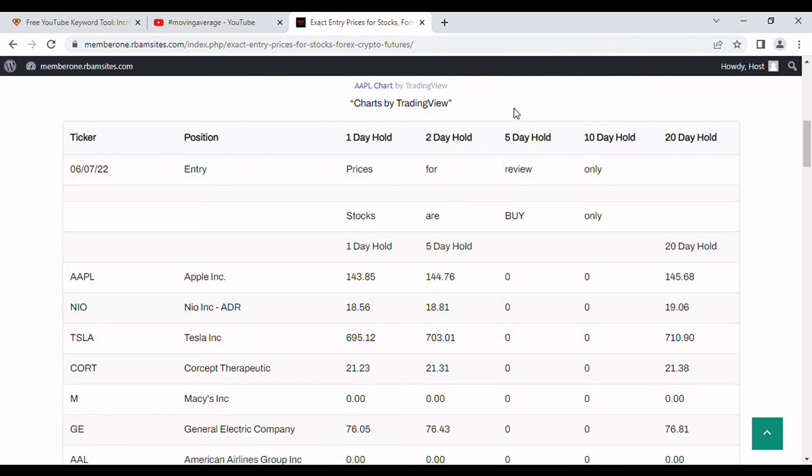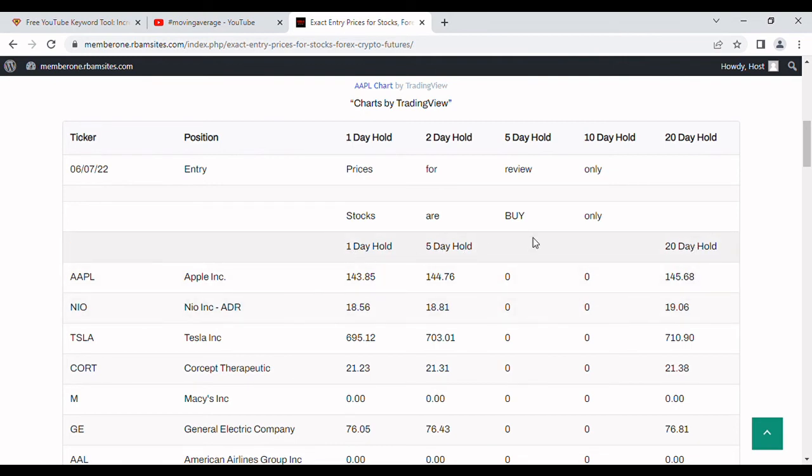Same thing here. This column is mismarked, but this column is a 5-day hold. Here it is right here. So for Apple, if you want to do a 5-day hold, 144.76. If the market hits it, you could buy that or something similar. Again, if your own research indicates it's a good buy, you take a profit as soon as you get it. If you don't get a profit, you close it out worst case of the loss at the end of 5 days, and the same thing for the 20-day.